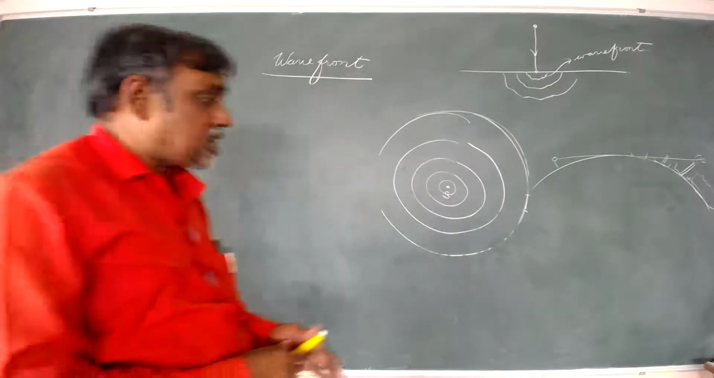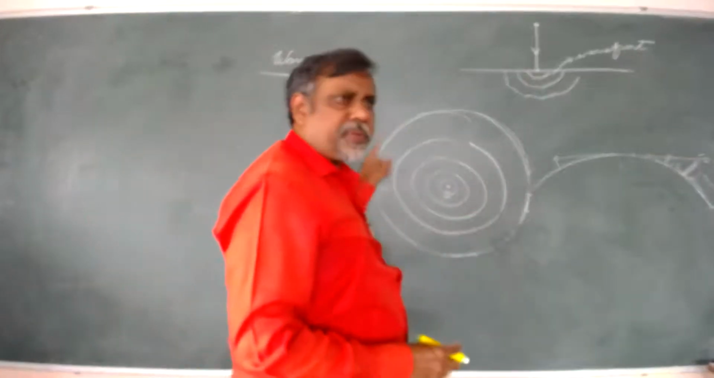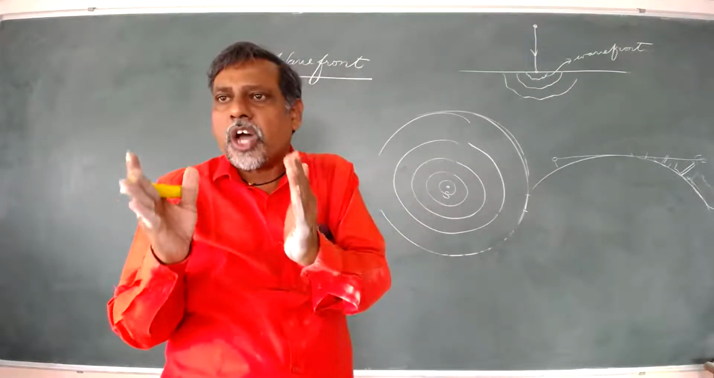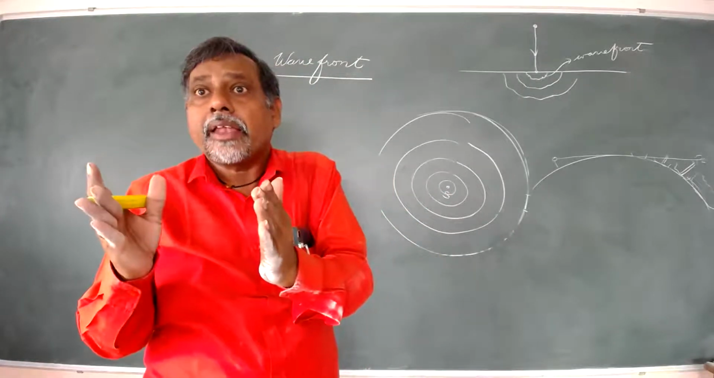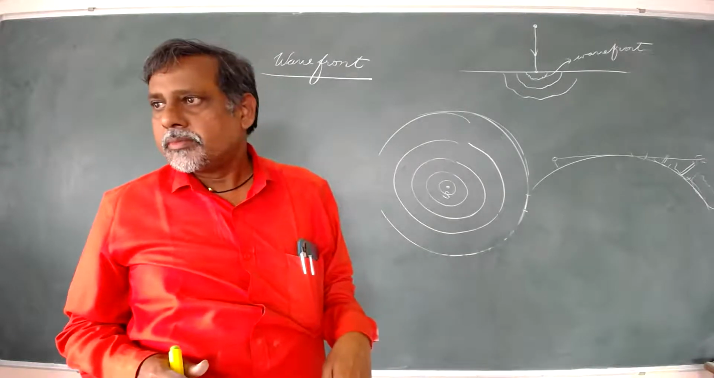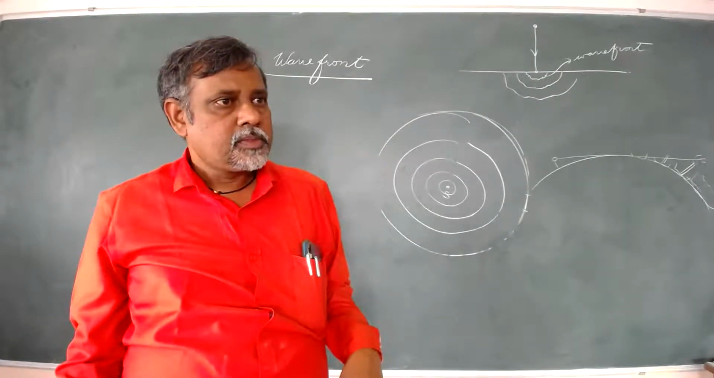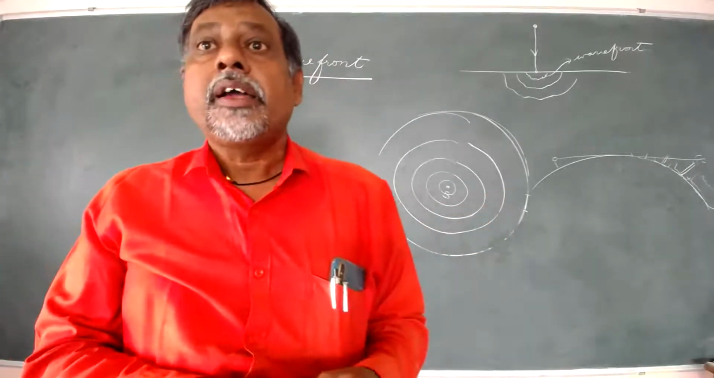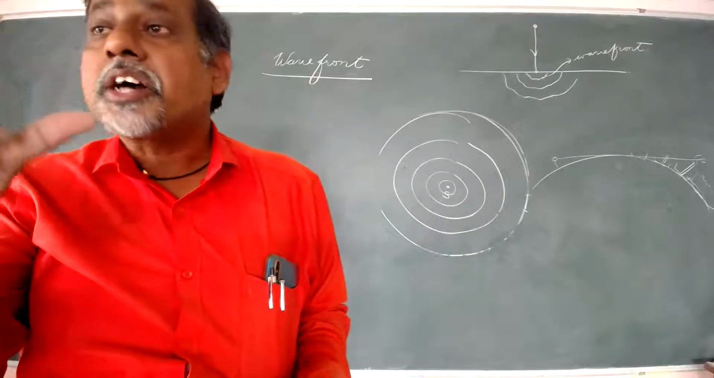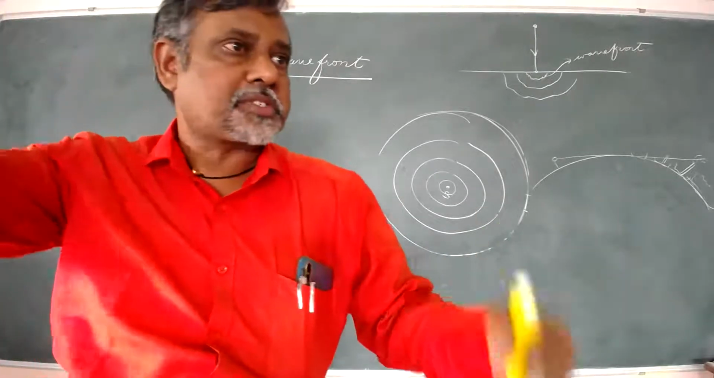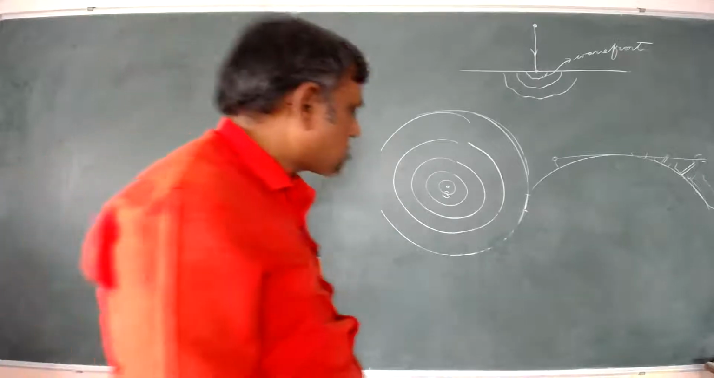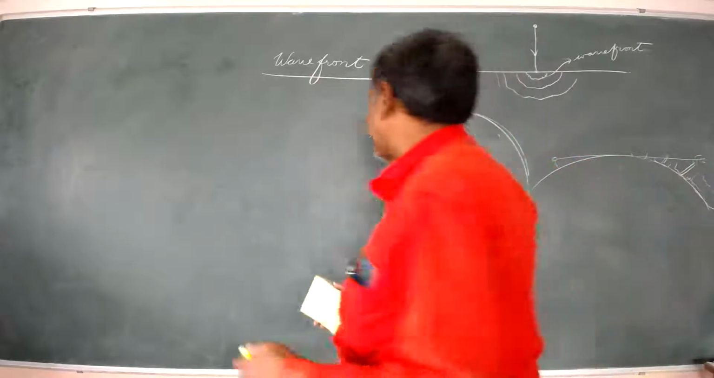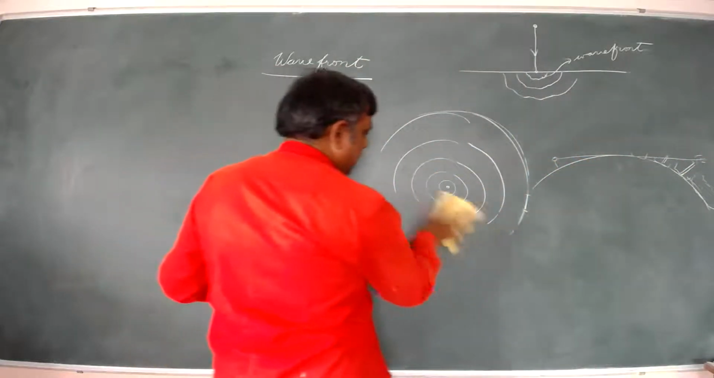Understand? So what I'm telling is, if you take a large sphere, and take a small portion, that small portion appears to be almost a plane. That is the plane wavefront. Plane wavefront means it's a small portion of a spherical wavefront with a large radius, which can be taken as a plane wavefront. So this is the second category, right?